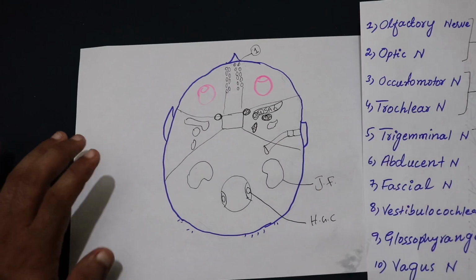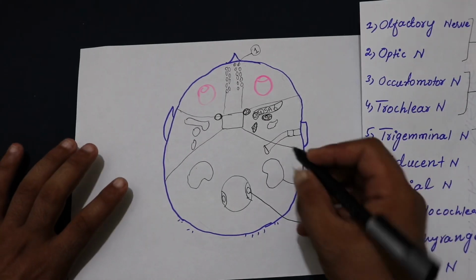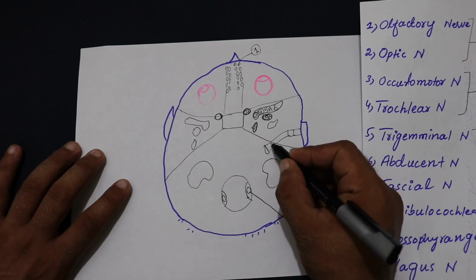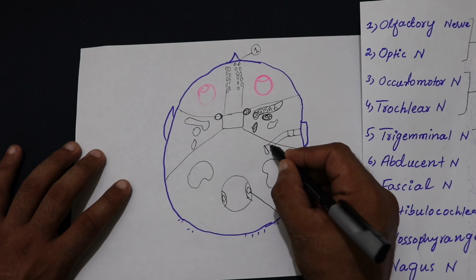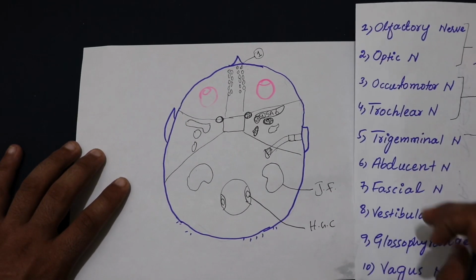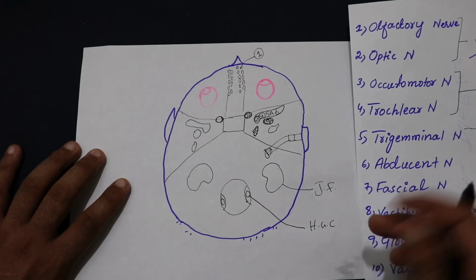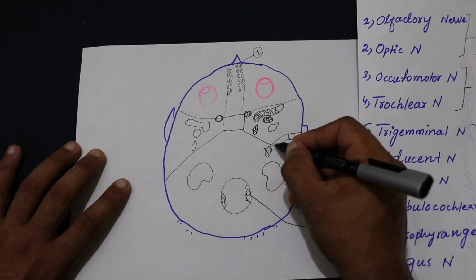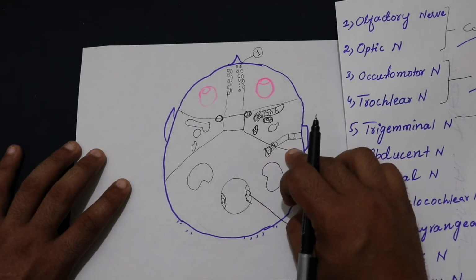Now you move towards the seventh nerve. The seventh nerve, which is your facial nerve, exits through the internal auditory meatus. So this is your seventh nerve exiting from the internal auditory meatus. The eighth nerve, which is your vestibulocochlear nerve, also exits from the internal auditory meatus.